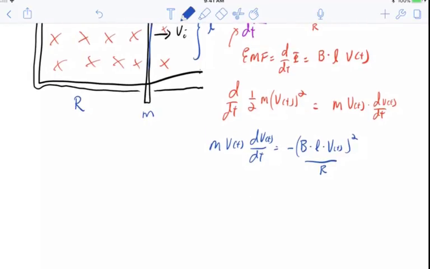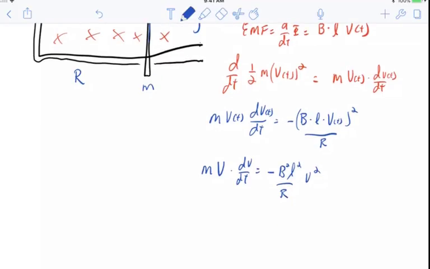So this equation becomes mv times dv by dt is equal to minus b squared l squared over r v squared. And now these v's are going to cancel out. Cancel this one with that one. And so it becomes dv by dt is equal to minus b squared l squared over r times m v.